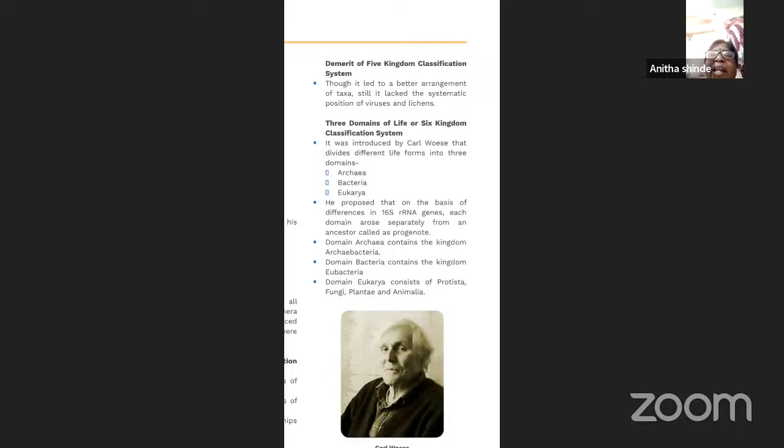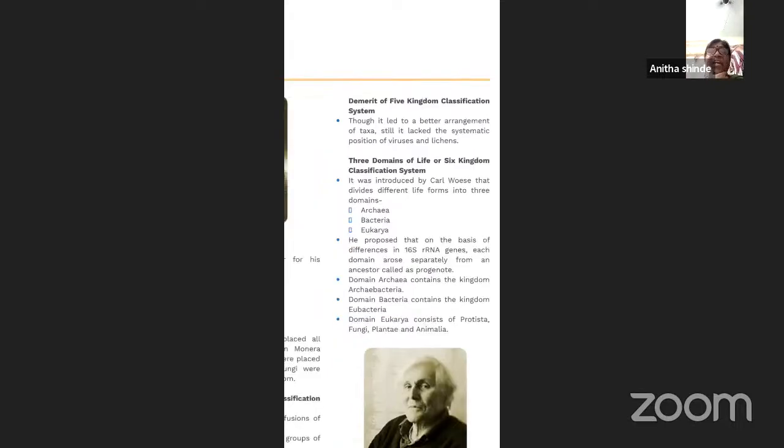So again, the six kingdom classification system has come. They have modified the 5 kingdom classification given by Whittaker into a 6 kingdom classification system. It is also called the 3 domains of life, or you can also call it the 6 kingdom classification system. This was introduced by the scientist Carl Woese. He divided the different life forms into 3 domains: archaea, bacteria, and eukarya. So, 3 domains of life or 6 kingdom classification system. Now we will see both the things.